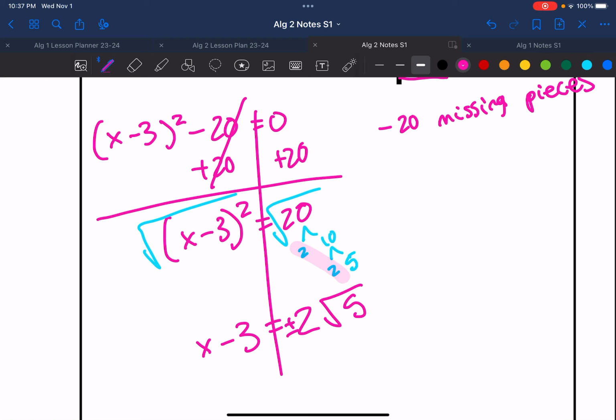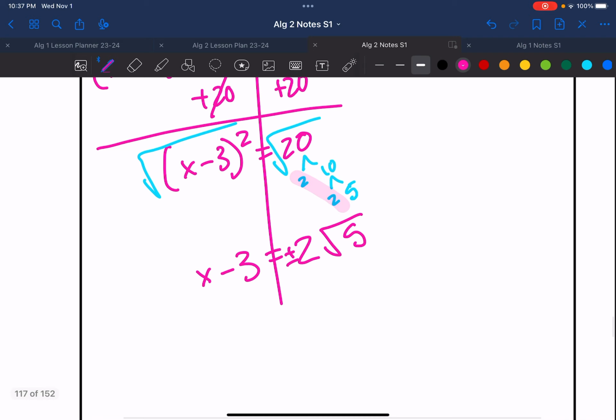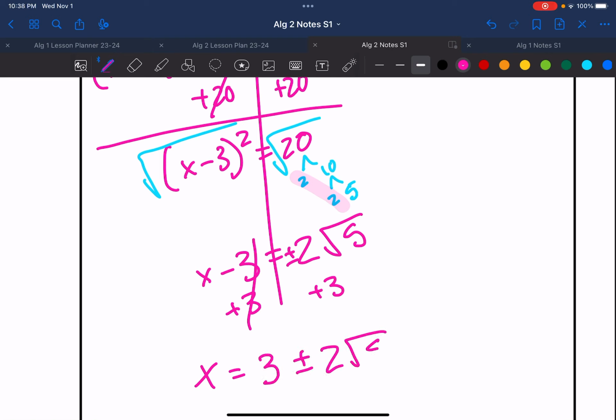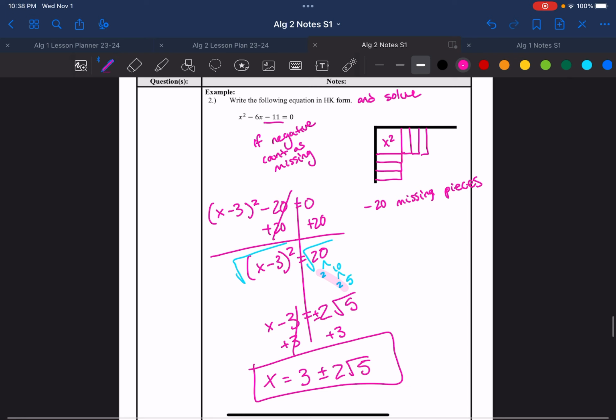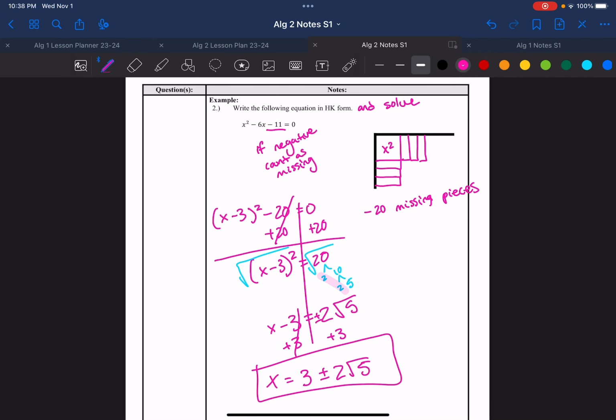Then again, I still want to get this x by itself. So instead of minus 3, I'm going to do plus 3 to cancel it. I'm going to be left with x equals 3 plus or minus 2 square root of 5. Again, I know this is funky. I fully understand that. When I come back, we'll be able to talk about it a little bit more.